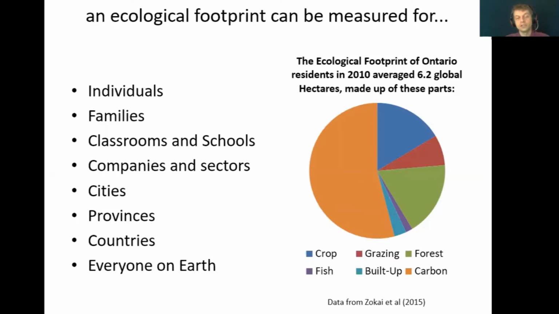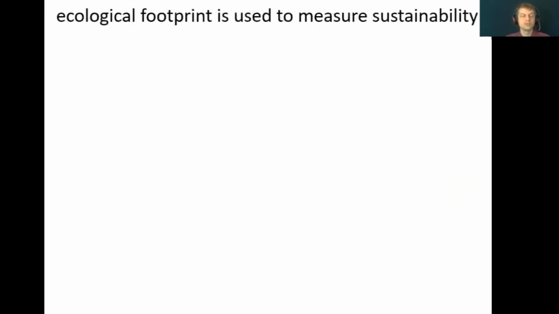Finally, another reason why it's important to measure the ecological footprint is that it can be compared to the area of ecosystems that are available. The ecological footprint is often used to measure sustainability. Now, sustainability generally means the ability to maintain something at the same level over time.